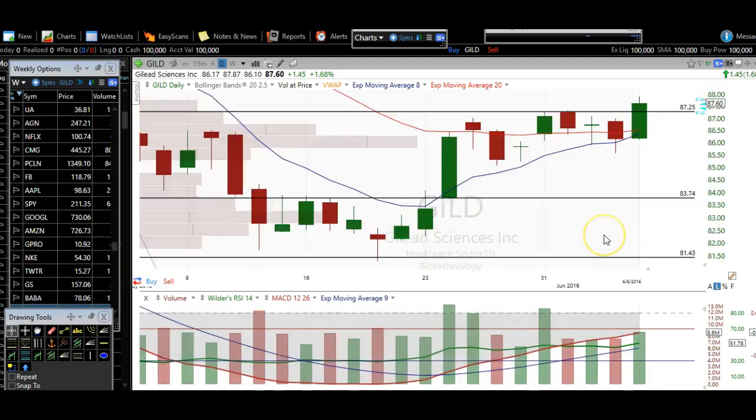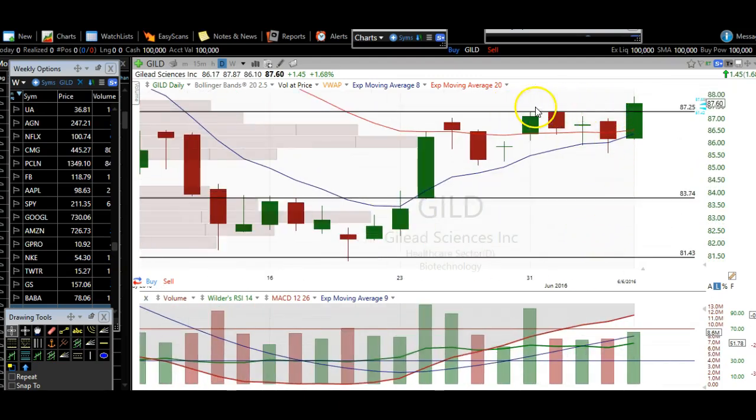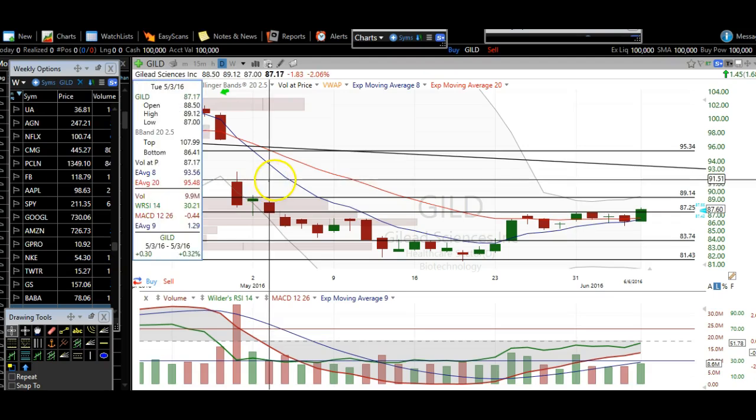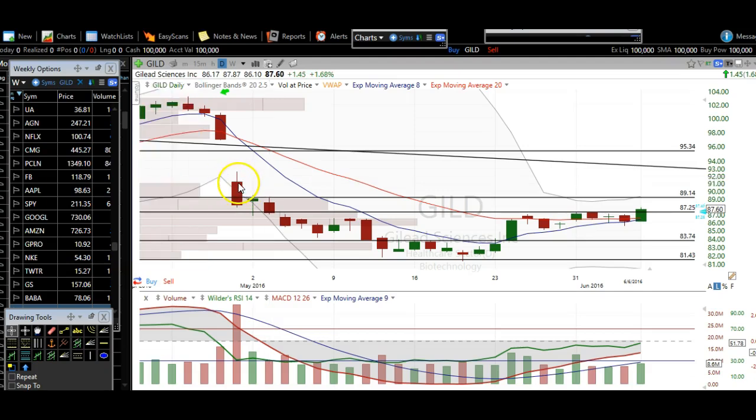Next, we're going to look at GILD. So GILD, we closed over this resistance. That resistance was right around $87, highs in here, and we had a bullish engulfing candle. The previous body was engulfed by today's body right here. So it looks like we're heading higher. Next resistance is right at 89, and that's from the highs of these two candles right here. Next resistance is just above that from the open of the gap up, right around 91.30 or so, 91.20 right here.